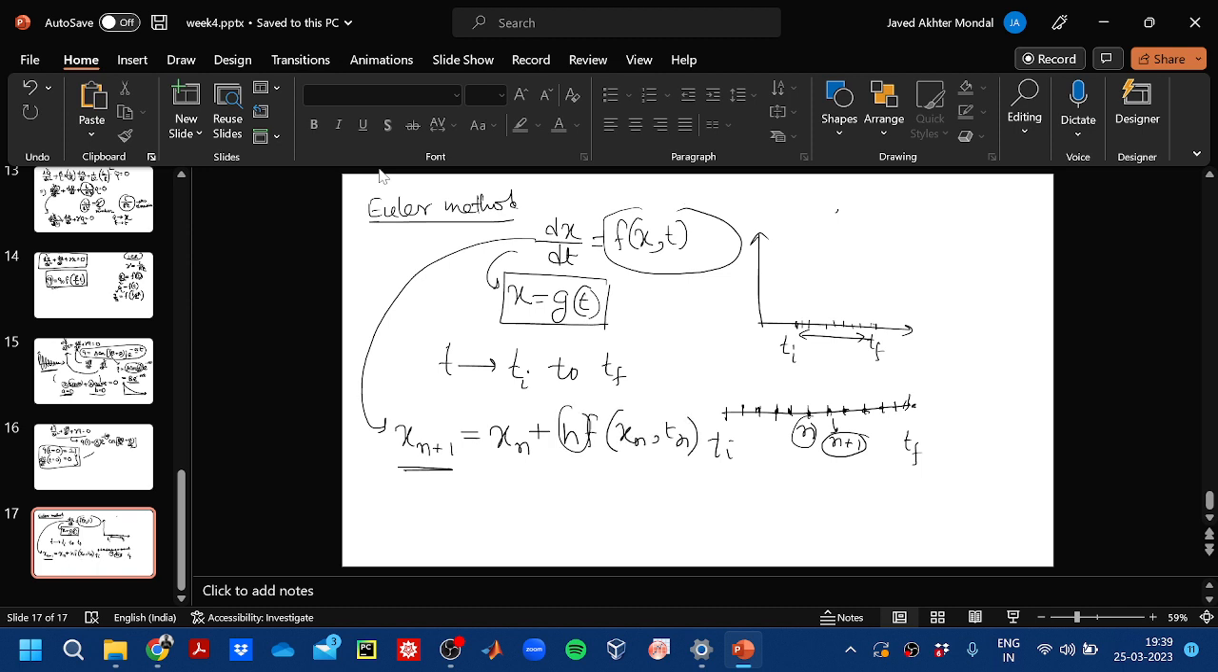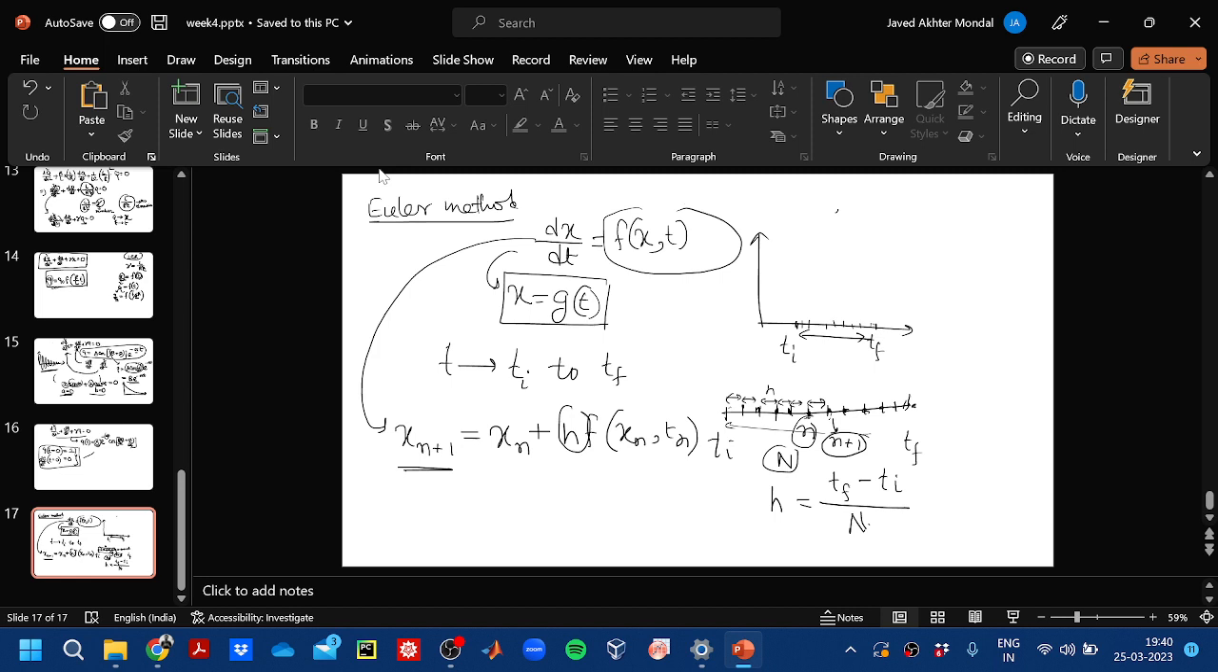What is h here? h is this time difference. Since these are all uniform, this is our h value, and h is the difference between two time data points. So if there are n number of data points, then this h will be tf minus ti divided by n.